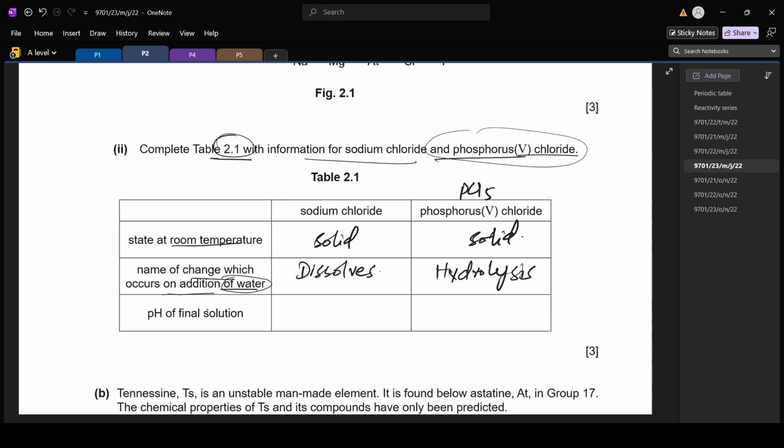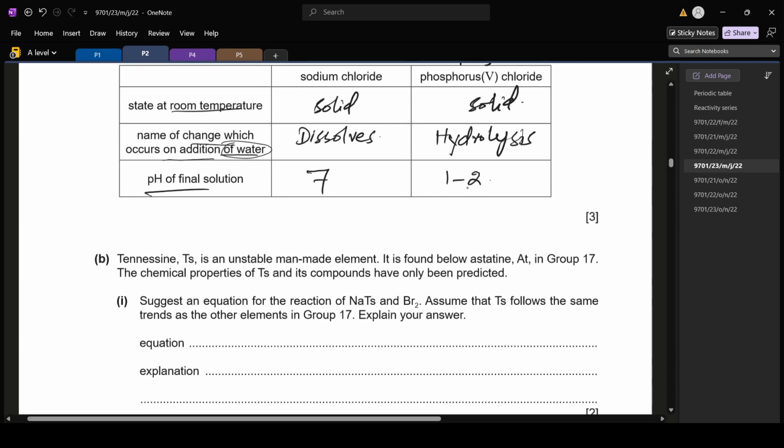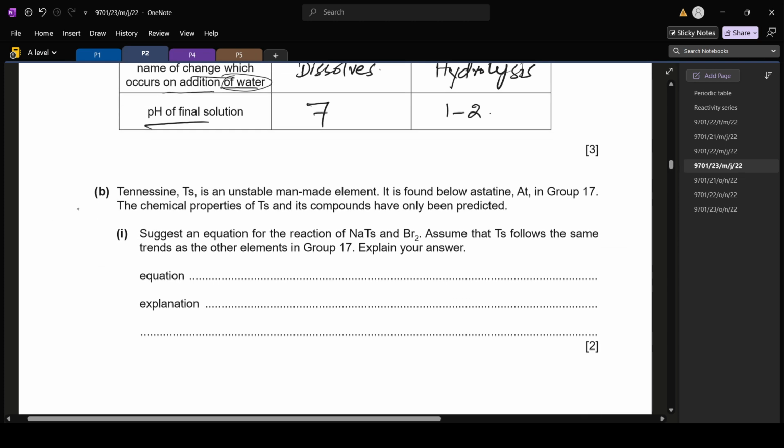Okay, and what is the pH of the final solution? For sodium chloride it has a pH of 7, and when PCl5 forms phosphoric acid, it is a strong acid, and strong acids have very low pH, so it will have a pH between 1 and 2. So you can write either 1 or 2. Okay. Part B.